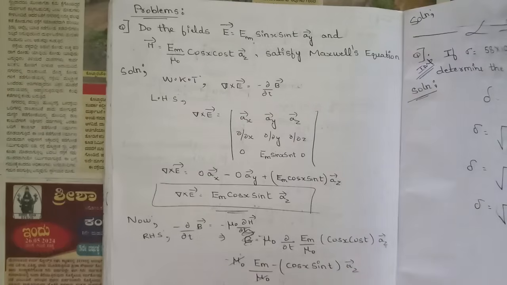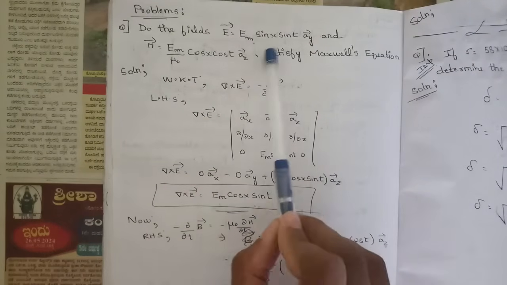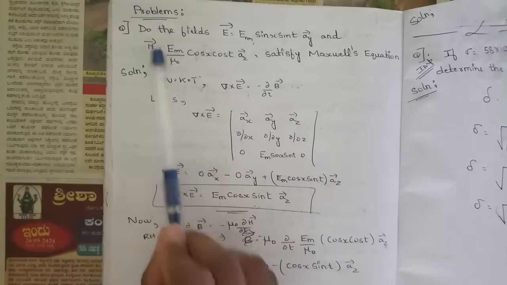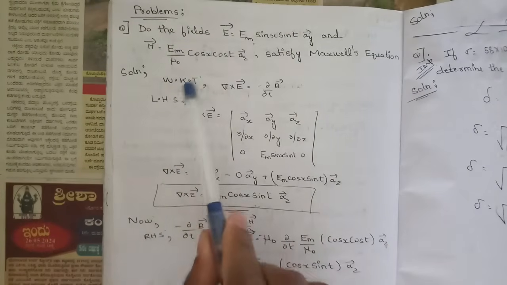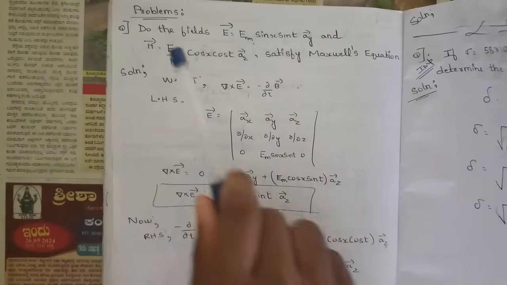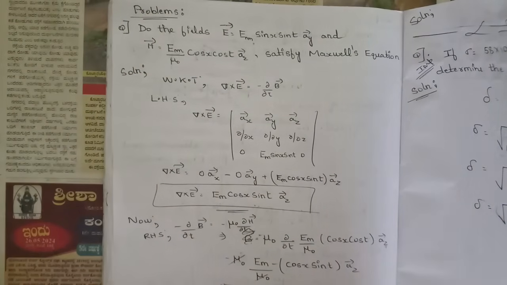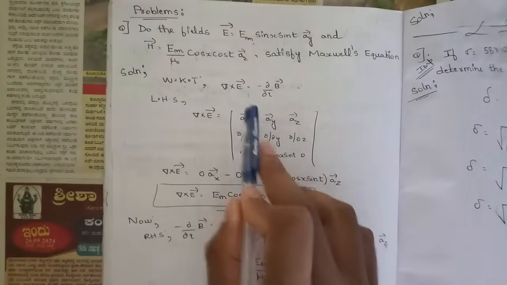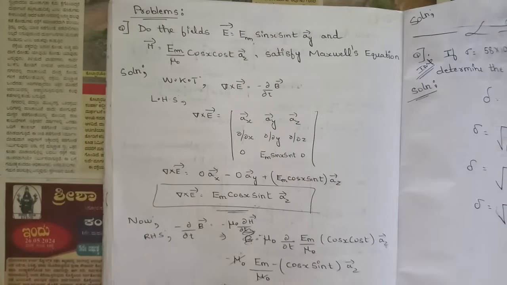So the first problem is: do the fields E = Em sin x sin t Ay vector and H = (Em/μ0) cos x cos t Az vector satisfy Maxwell's equation or not? This is the question where they have given E and H. So first we need to identify the Maxwell's equation where we have the relationship between E and H.